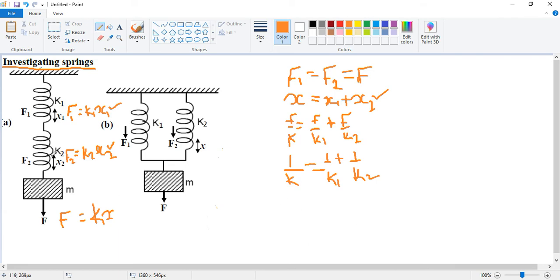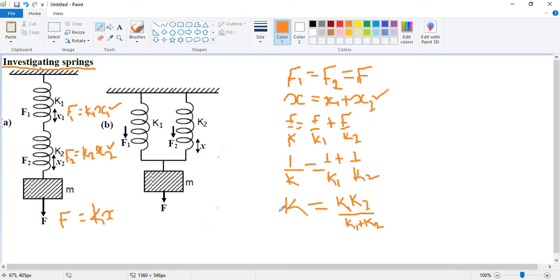So if I have only two springs, then the effective spring constant K is equal to, taking the LCM and so on, the product K1 K2 divided by the sum, which is K1 plus K2.